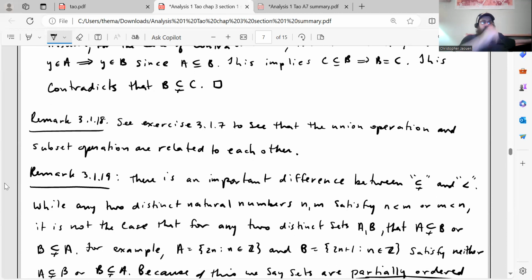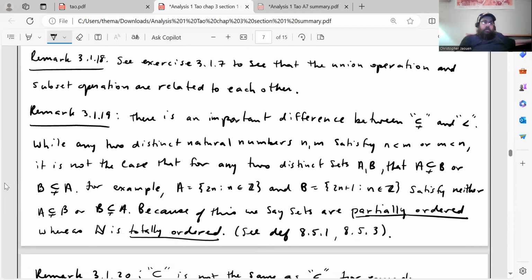Okay, remark 3.1.18. See exercise 3.1.7 to see that the union operation and subset operation are related to each other. So we'll have to wait till I get around to the exercise sets to see that. Remark 3.1.19: there's an important difference between the two. Even though there are similarities, they're not exactly the same. There's an important difference between "is a proper subset of" and "strictly less than".